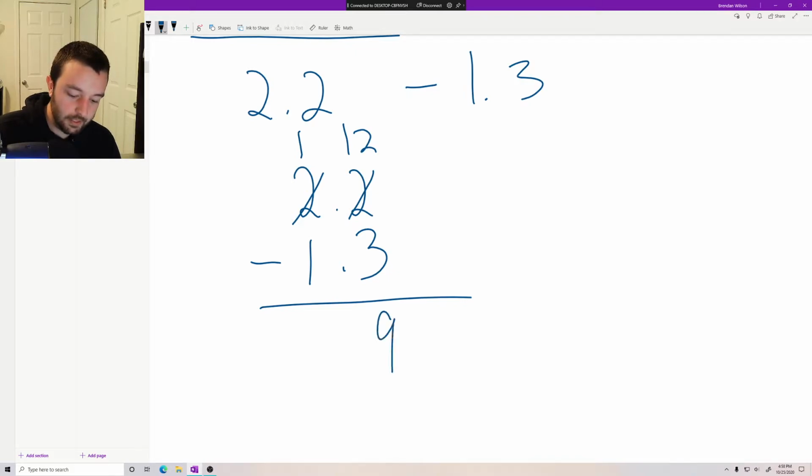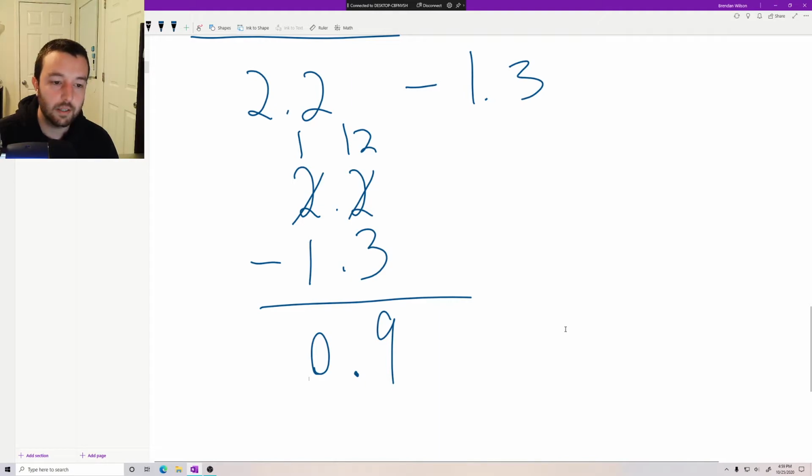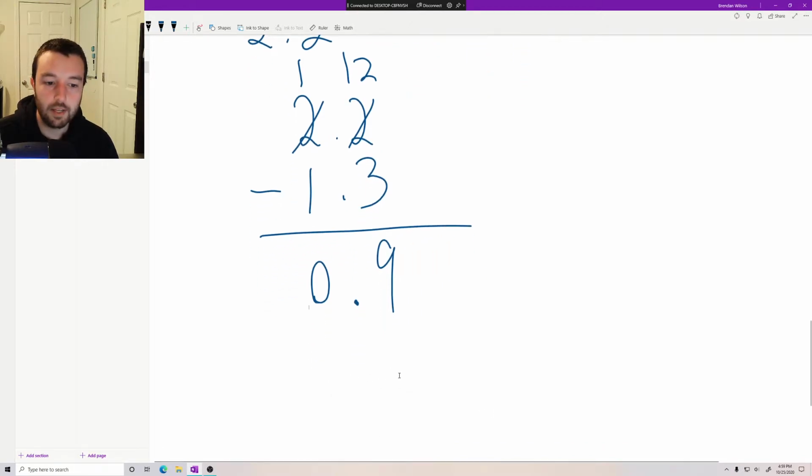And we do 12 minus 3 to get 9. And then we drop the decimal place straight down, and then 1 minus 1 is 0. So we get 0.9. Okay. Just like if we were doing 22 minus 13, we would get 9. The only difference is now we have a decimal.